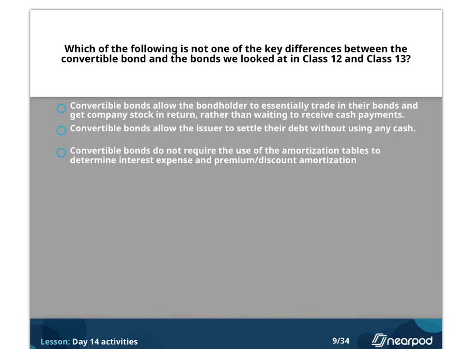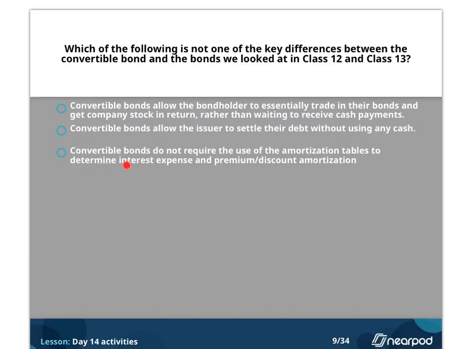This is definitely true. Convertible bonds certainly allow the bondholder to trade in their bonds and get company stock rather than waiting to receive cash. So that is true. Convertible bonds allow the issuer to settle their debt without using any cash. This is true because if the bondholders do the conversion, the issuer no longer owes them any cash.